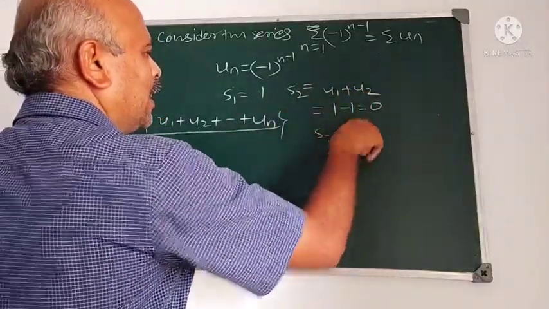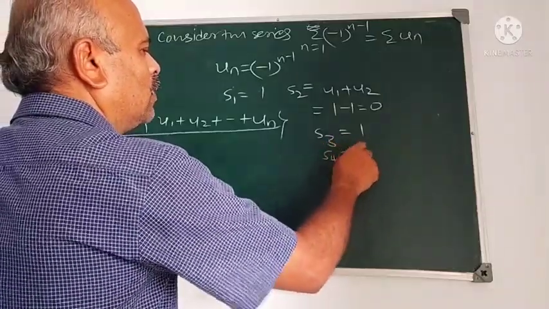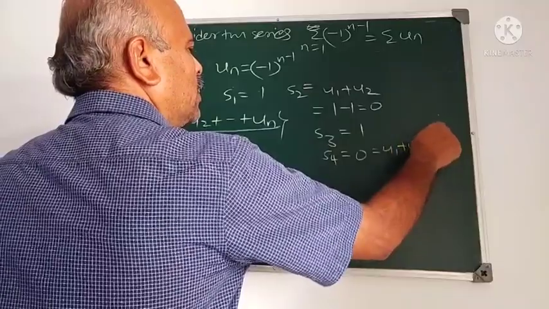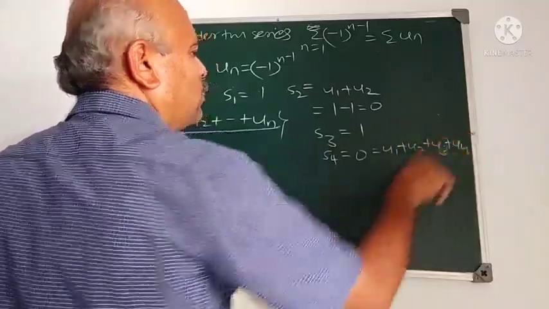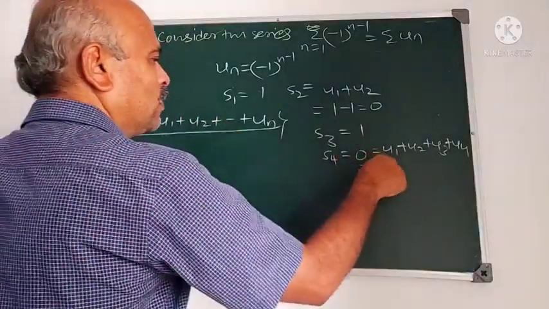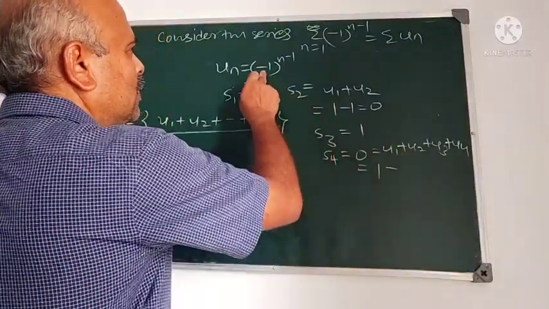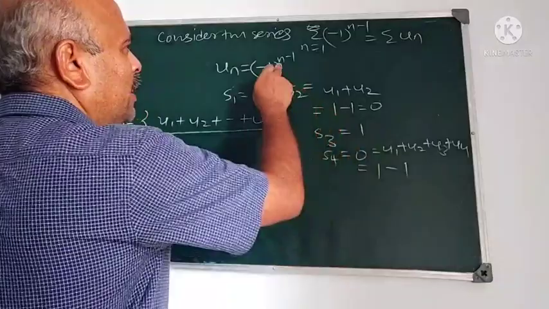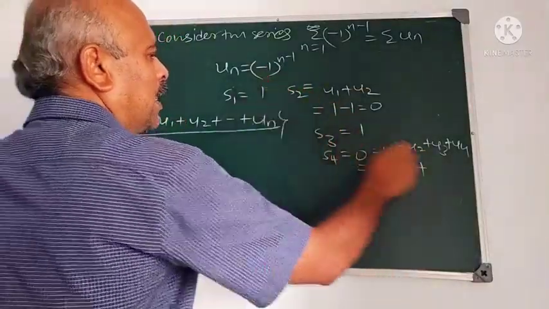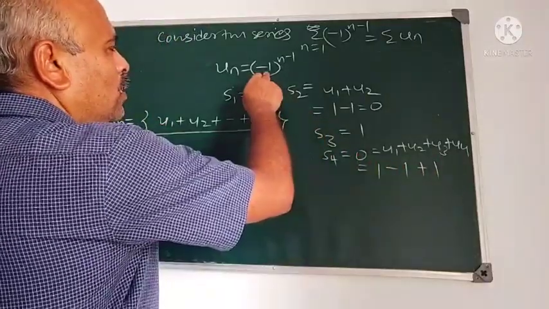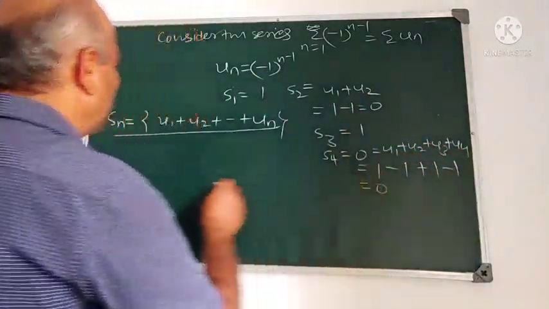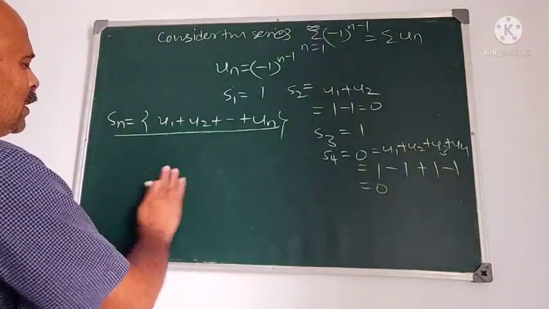What is S3? Again 1. What is S4? 0. Because S4 is u1 plus u2 plus u3 plus u4. And what is u1? u1 is S1, 1. u2 is minus 1, because (minus 1) raised to 2 minus 1. What is u3? Again plus 1. What is u4? u4 means minus 1. What is this sum? 0.